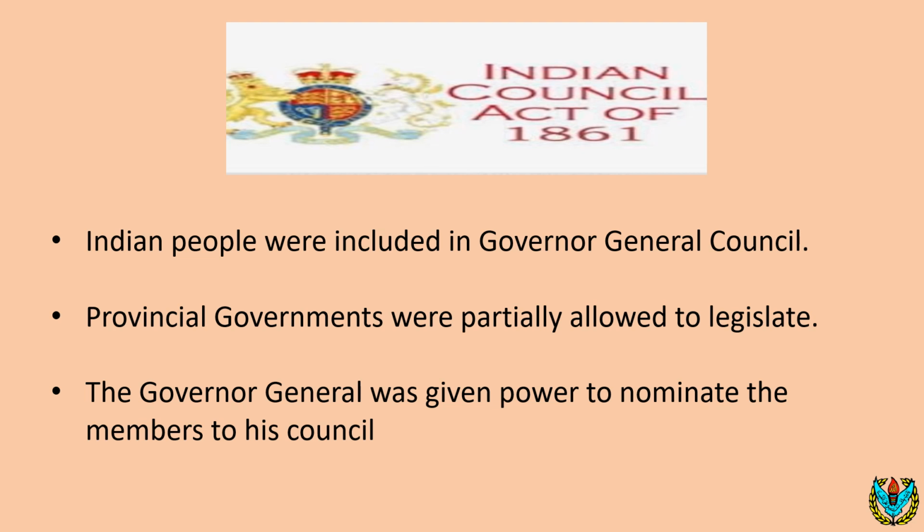Nominate means these people were selected, not elected. They didn't take part in an election. They are the selection of the Governor General. At least 6 or a maximum of 12 members to his council, with half of the members as non-official. There were two types of members. Number 1 was official and number 2 was non-official. Official means civil servants and non-official means scholars, landlords or other able persons.